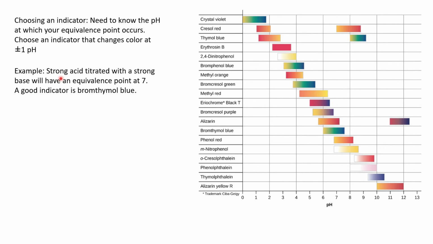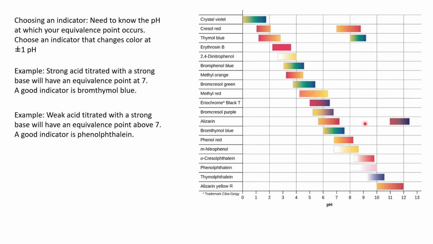So looking at my range of indicators to the right, I want an indicator that's going to change colors at about around 7. So bromethymol blue is going to be a good indicator for that. You can see it's changing right about 7. It's going from yellow through a little bit of green to blue.